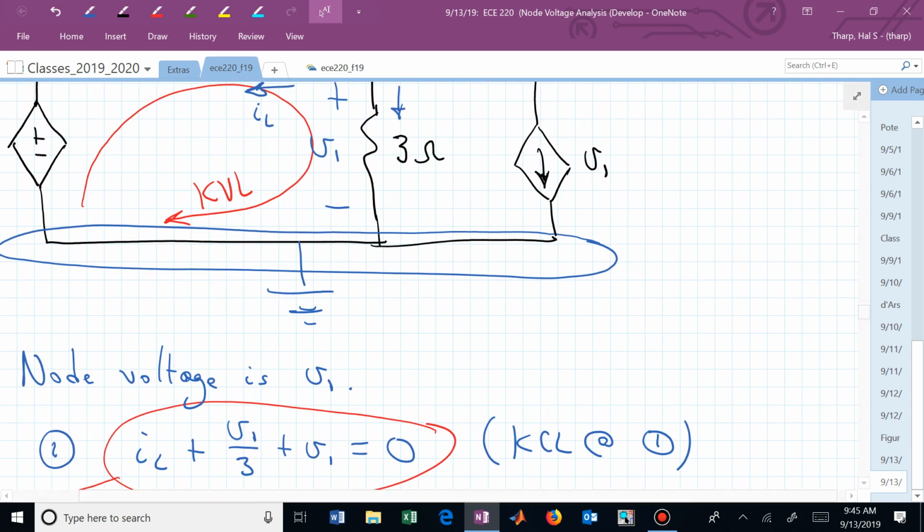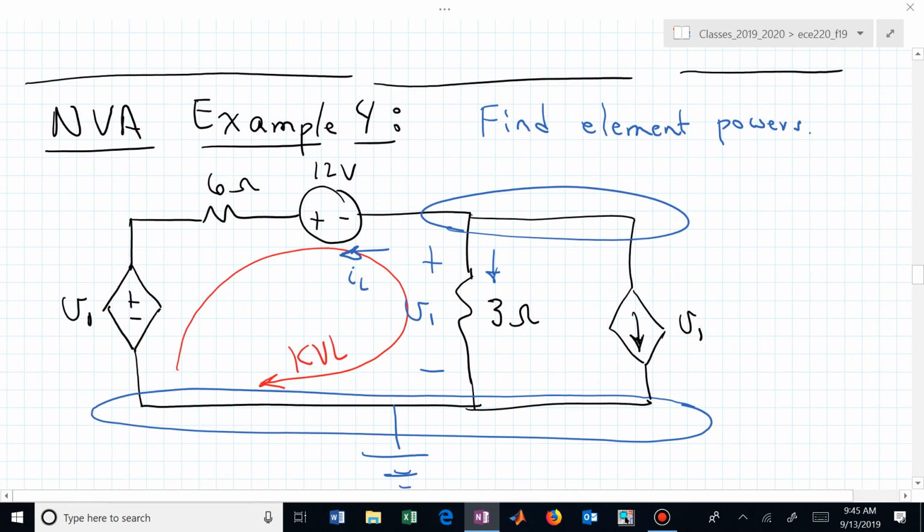Now, what was my ultimate goal? I wanted to find the powers of all of these elements. Is it okay if I say here's element A, here's element B, here's element C, here's element D, and here's element E? And I want to find the powers of all of those.